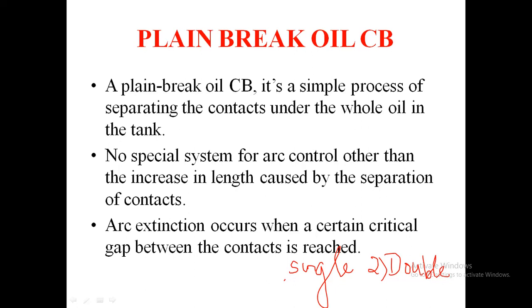In the single break oil circuit breaker, the in and out of the current is through the terminal bushing. There will be one arc struck between the fixed and moving contact. The current breaks at one bushing, and the moving contact is supported by the other bushing through the sliding contact. So this is the single break oil circuit breaker: the current goes in and out through the terminal bushing, one arc is struck between the fixed and moving contact, and the moving contact is supported by the other bushing through the sliding contact.